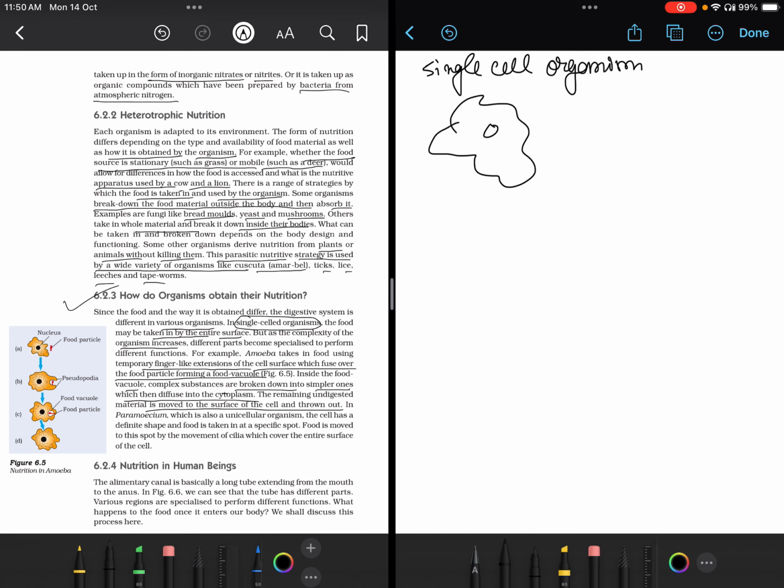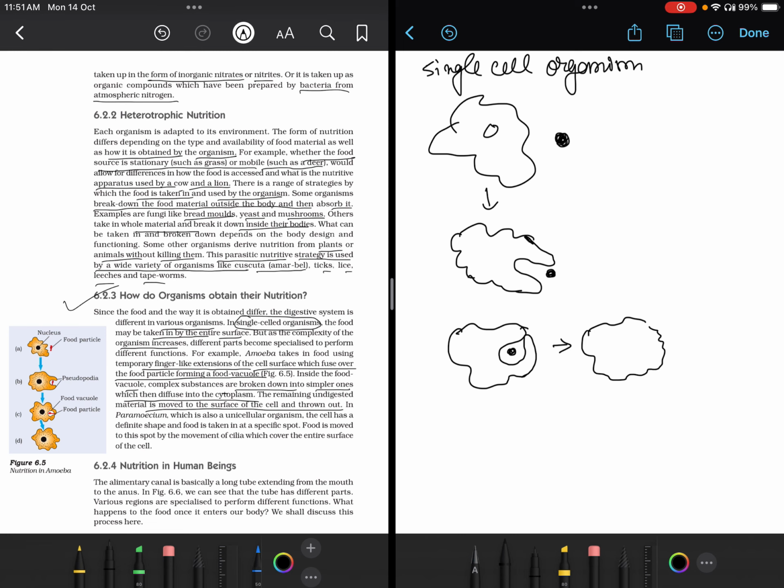Now see, this is the amoeba and suppose this is a food particle. What this amoeba will do now, this amoeba will form finger-like extensions. You have heard of pseudopodia, I guess. These extensions will finally take up the food particle, and after taking up the food particle, they will form a food vacuole.